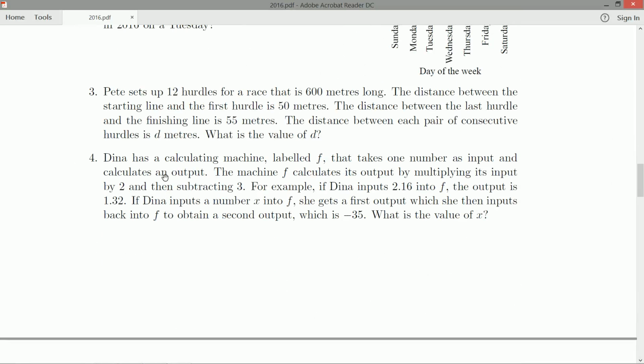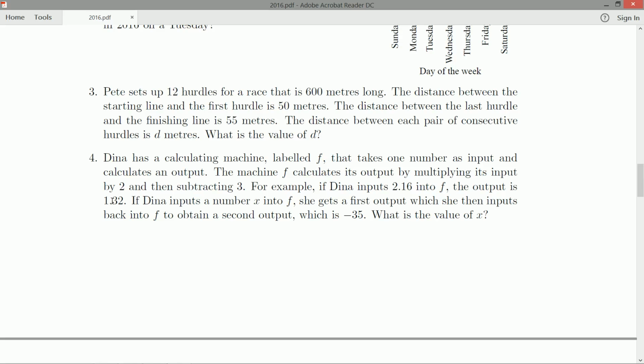Alright, so Dina has a calculating machine labeled F, so it's a function, that takes in one number as input and calculates an output. The machine F calculates its output by multiplying its input by 2 and then subtracting 3. For example, if Dina inputs 2.16 into F, the output is 1.32. Let's see if that's correct. So we multiply it by 2, we get 4.32, and then subtract off 3, 1.32.